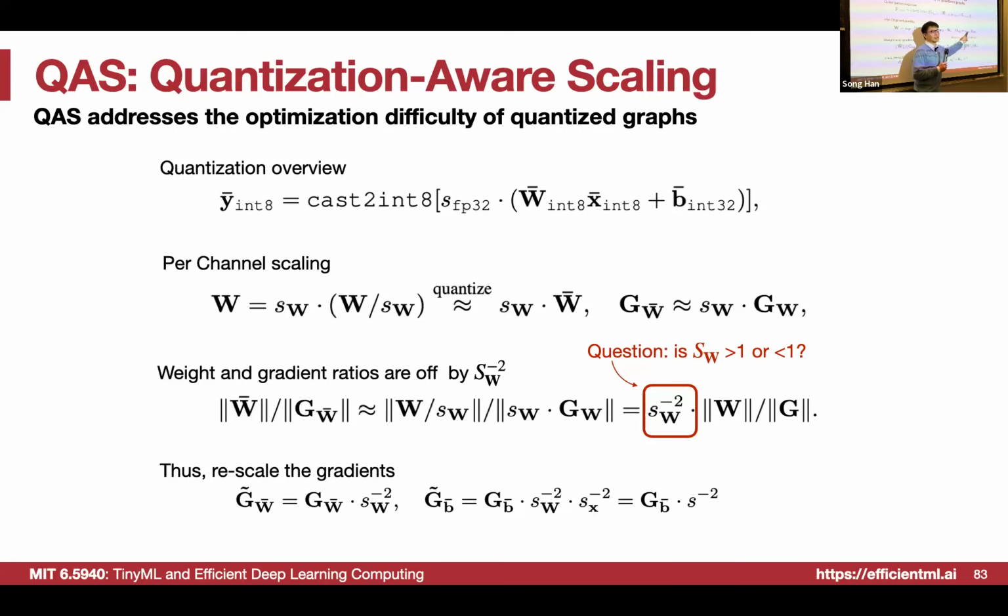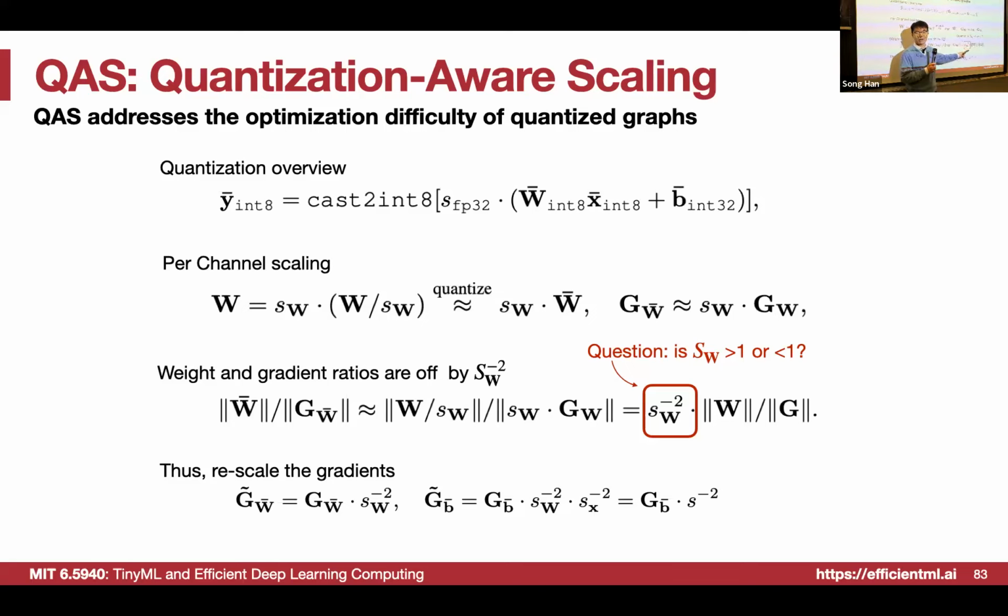We plug in this equation here, which is the scaling factor times the gradient to the weight. So we put them together. We can see the term SW appeared twice in the denominator. So there's actually SW to the power of -2 times the original ratio between weight and gradient. So the new weight over gradient is SW to the power of -2 of the original weight over gradient.